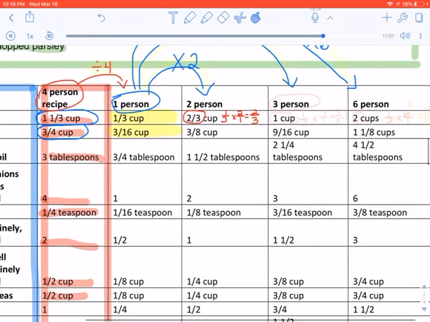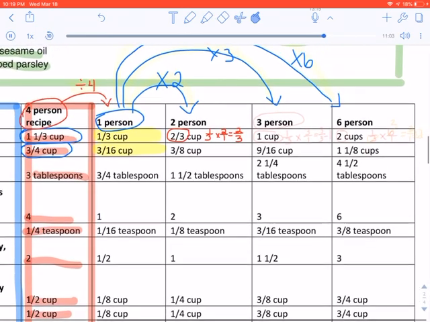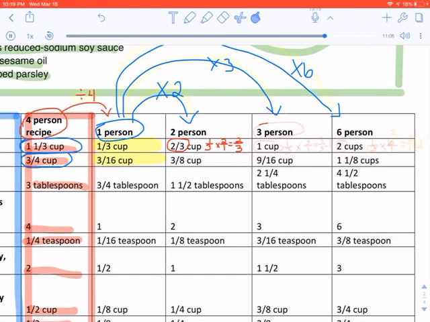Okay? If I wanted to see how much water I would need to do this recipe for 3 people, I would get the same number, 1 over 3, and I would multiply it by 3. 3 times 1 is 3, 3 times 1 is 3, 3 divided by 3 is 1, and there it is.